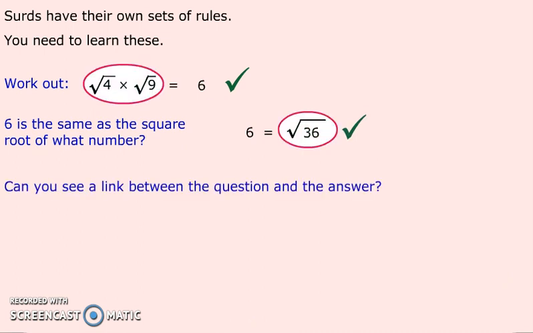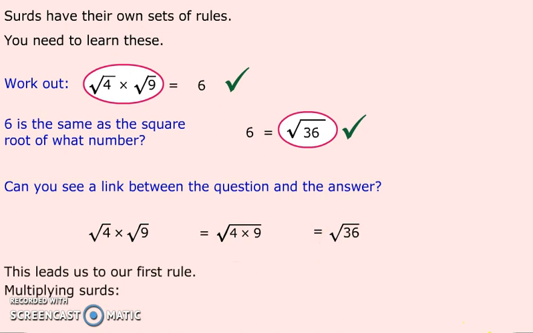So can you see the link between these two things? Square root of 36 and square root of 4 and square root of 9. Yes, if you multiply 4 and 9, you will get 36. So in this case we got 6. In this case also we got 6. So basically, if you have two square roots, you can multiply the numbers together, and then you can find the answer in surd form or in other format. So the rule is here: square root of a times the square root of b equals square root of ab.